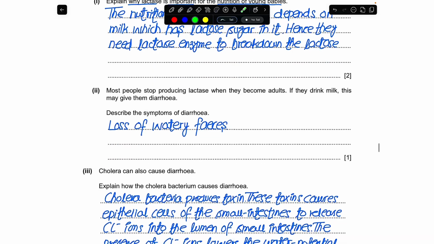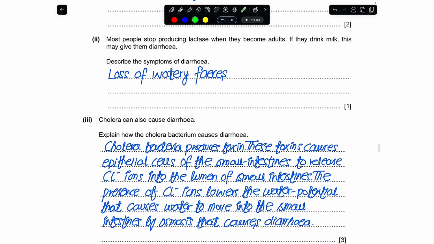For the second part of C, they are telling us that many people stop producing lactase when they become adults, and if they drink milk, this may give them diarrhea. The idea is very simple. If the lactase is stuck in their bodies and they drink milk containing lactose, it would not be broken down. Ultimately the unbroken lactose, when it goes to the large intestine, produces methane, carbon dioxide, and other gases, and it would give them diarrhea and gas.